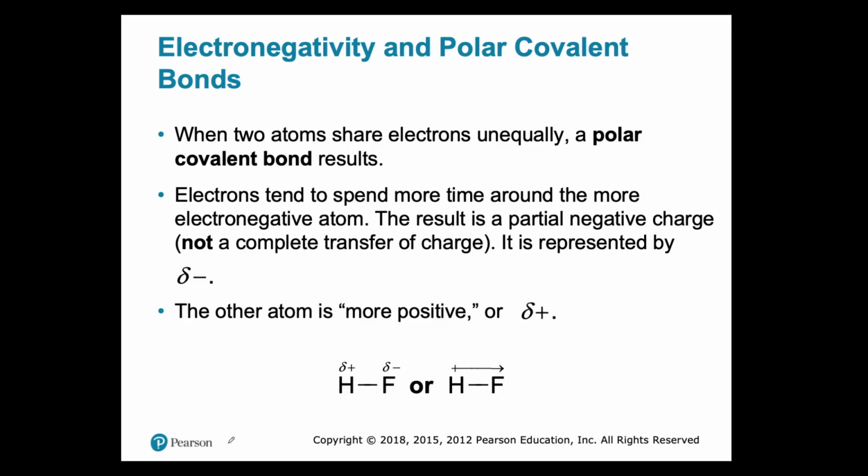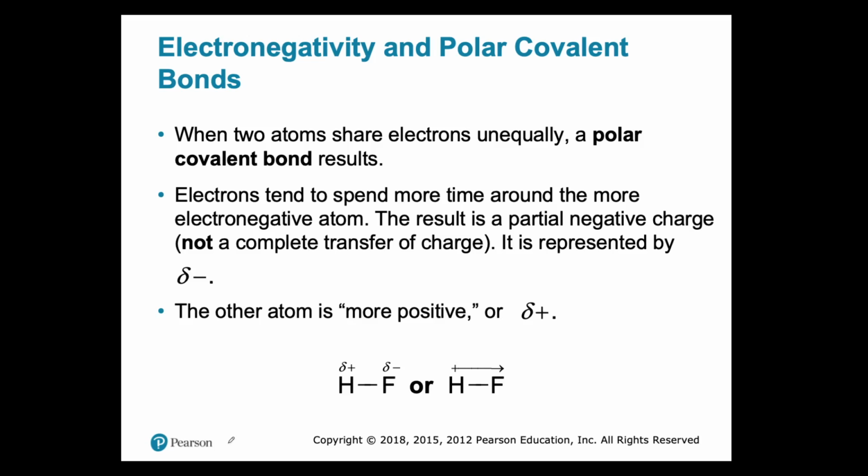So when two atoms share electrons unequally, a polar covalent bond results. We have a very special designation for that. For example, in hydrogen fluoride, you'll see the hydrogen bonded to the fluorine, and you'll have this little lowercase delta. It's a Greek delta letter, and it's lowercase.